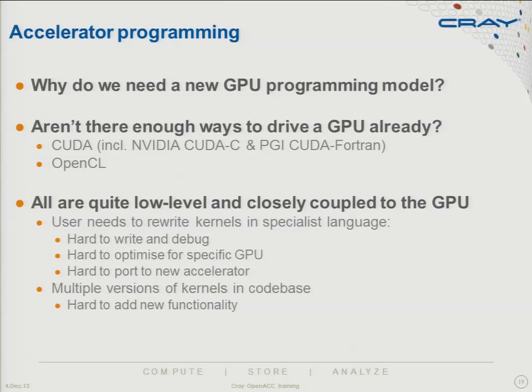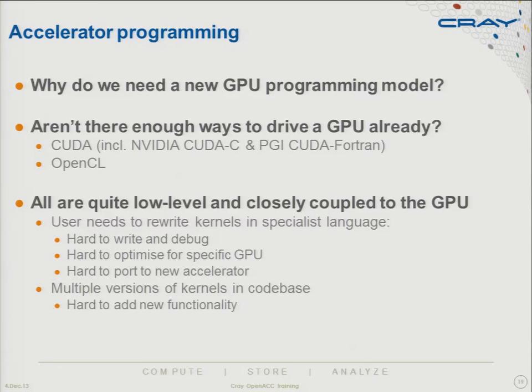So there are ways to do this. There's CUDA, there's OpenCL, but with these you have to rewrite in a specialist language. The tools for these are much better than they used to be, but they're still not as easy to write as Fortran or C or C++. And if you get a new accelerator that doesn't have CUDA on it, what do you do? Something like OpenACC, which is a higher level programming model, is more portable in that sense.